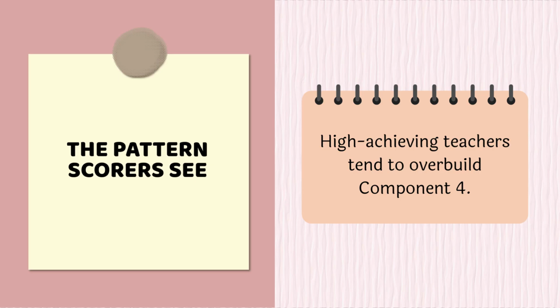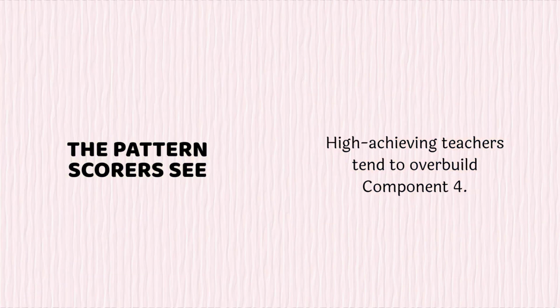Here's something scorers see all the time. The teacher who overcomplicates component 4 is usually a very strong teacher. They read everything, they want it to be perfect, and they don't want to miss anything. So they add more research, more activities, more explanation, and that's actually the problem.